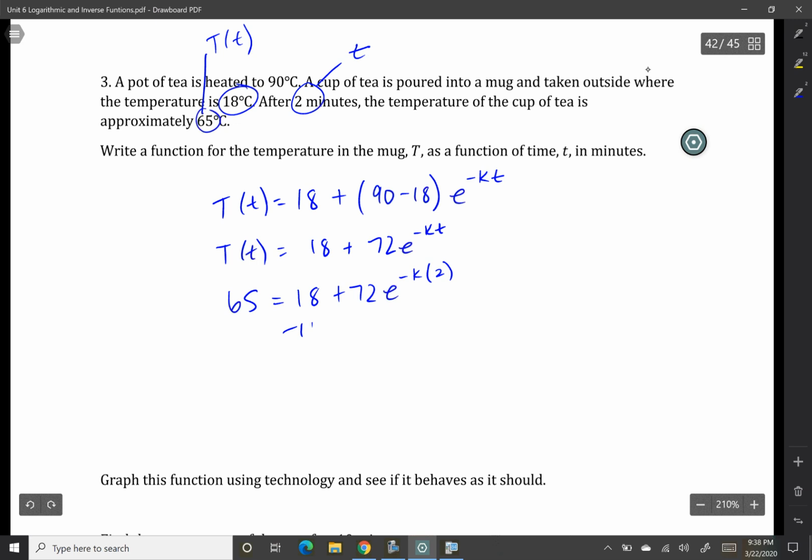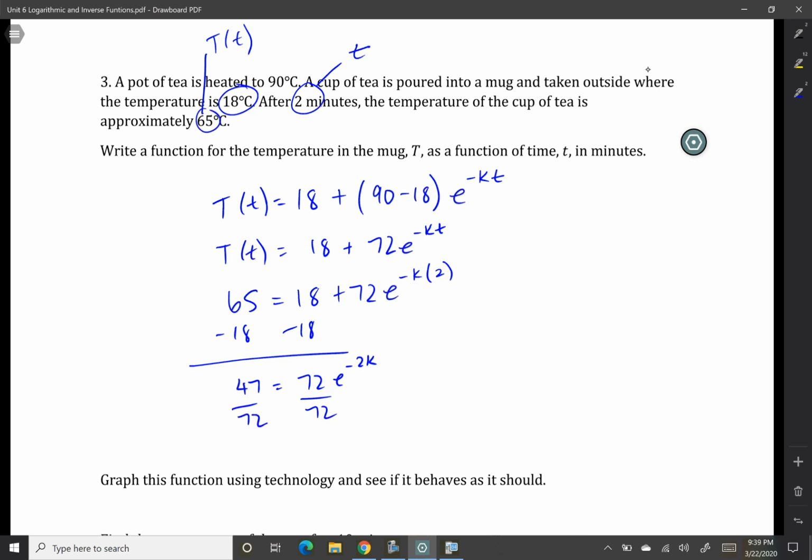All right, so if you subtract 18 from both sides, that's 65 minus 18, 47. Again, we'll just put the 72 e to the negative 2k in front, it looks better. Divide by 72. Not a nice decimal, so we'll leave it as a fraction, which doesn't even reduce. So we'll leave it as 47 over 72 equals e to the negative 2k. Again, we don't want to round that decimal. So if it doesn't come out to be a nice decimal that you can write as like 2 or 3 decimal places, just leave it as a fraction.